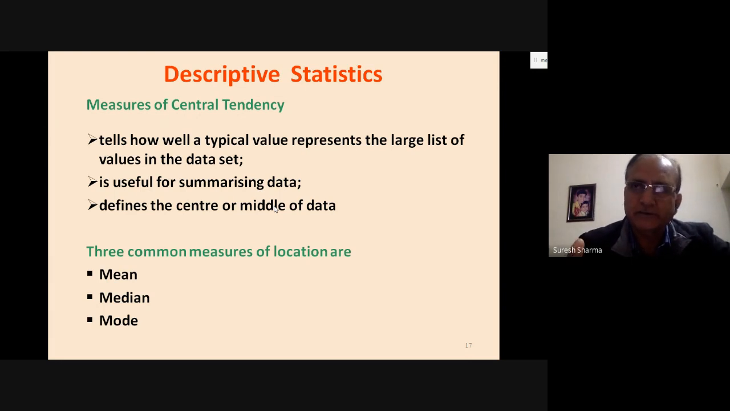While most of the observations are between 120 to 140, you are getting the answer as 170. Do you think it will give you a right representation? Yes or no? No, sir. So that means the mean does not make any sense if there are outliers present in the data.